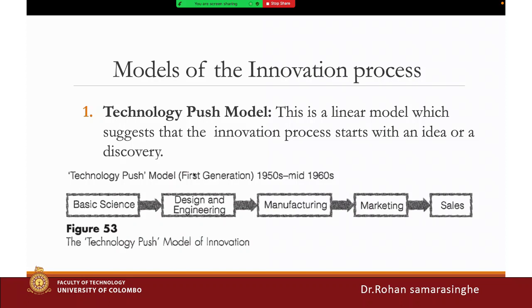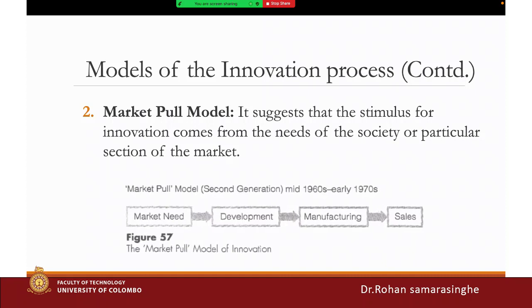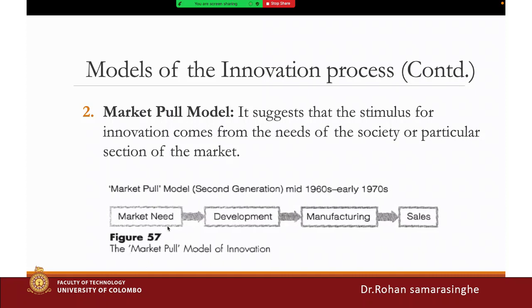And next one is the market pull model. Market pull means it suggests that the stimulus for invention comes from the needs of the society or particular sections of the market. First, develop, and advertising and promotion campaigns will be done by impelling the people to buy that. So there is a market need, and then development, manufacturing and sales.